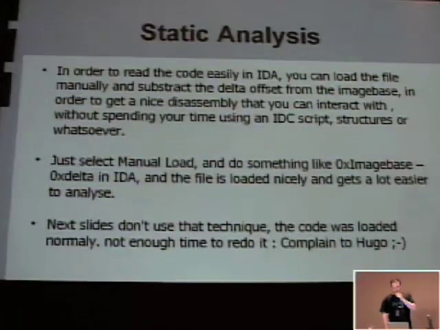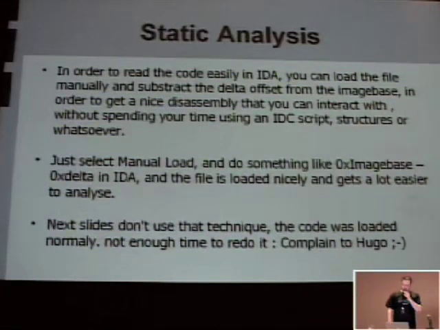So you just manual load, and you enter the image base as an X address, minus an X value for the delta offset. You calculate it from the call pop sub register. So now the file is loaded nicely, and it's a lot easier to analyze.